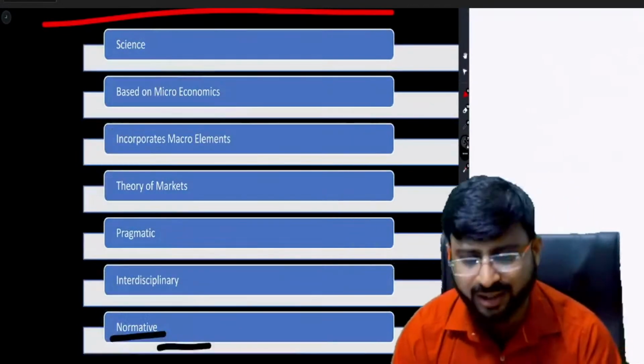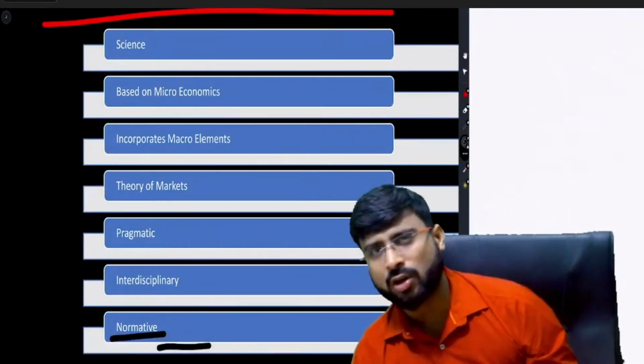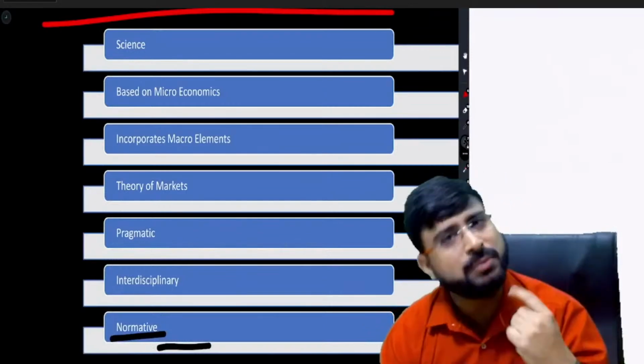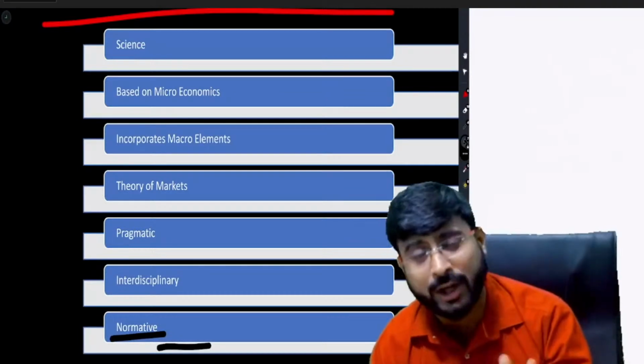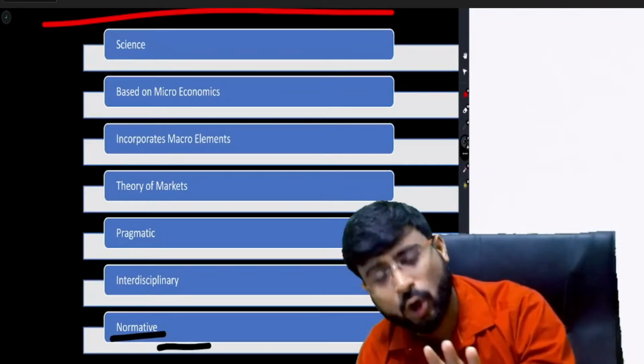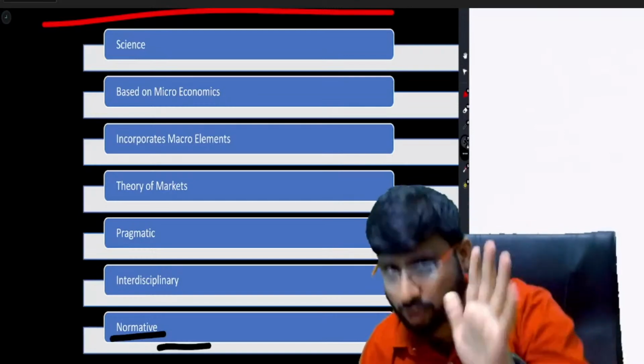This time I will be a little faster, everyone, because I have revised it already two times. Third time I'll be a little faster, so catch it. Number 1, business economics is based on science. Number 2, it's based on microeconomics. Number 3, it incorporates macro elements. It is based on theory of markets. It's pragmatic, it's interdisciplinary and normative.